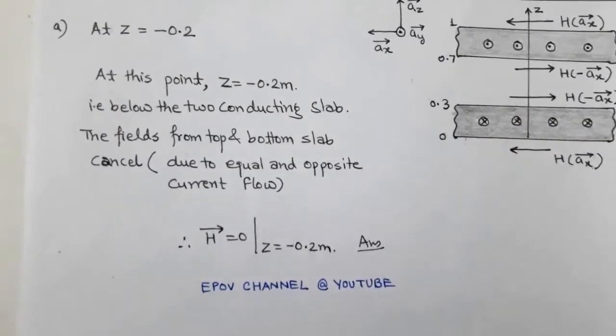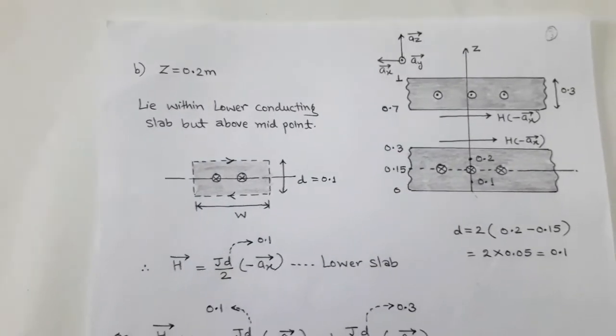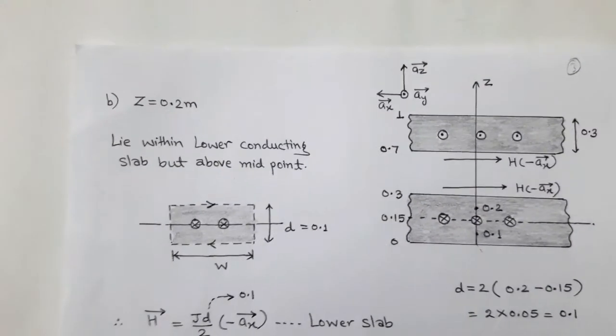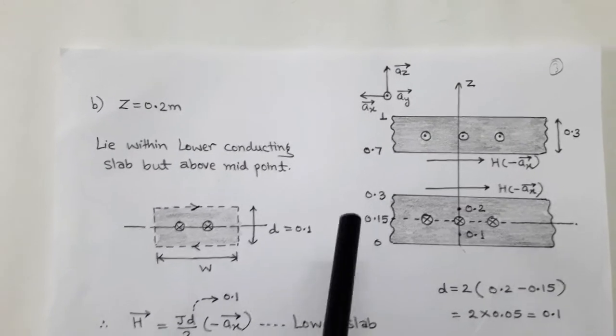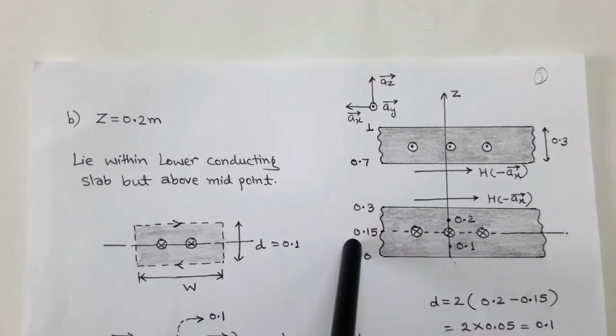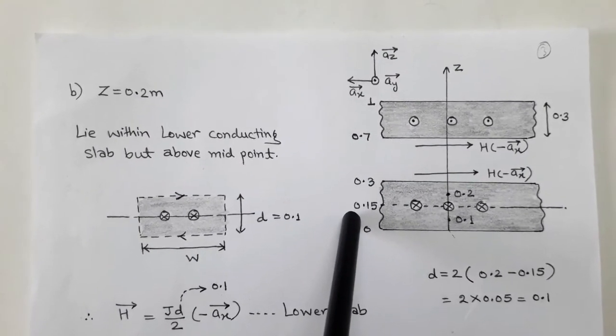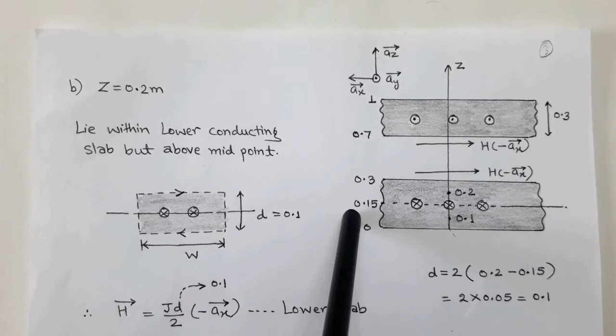Next, we have to determine the magnetic field intensity at z equals 0.2 meter. Here, the 0.2 meter lies within the lower conducting slab, but above the midpoint. The midpoint of the lower conducting slab is 0.15, and from here we can determine the magnetic field intensity by using Ampere's circuital law.